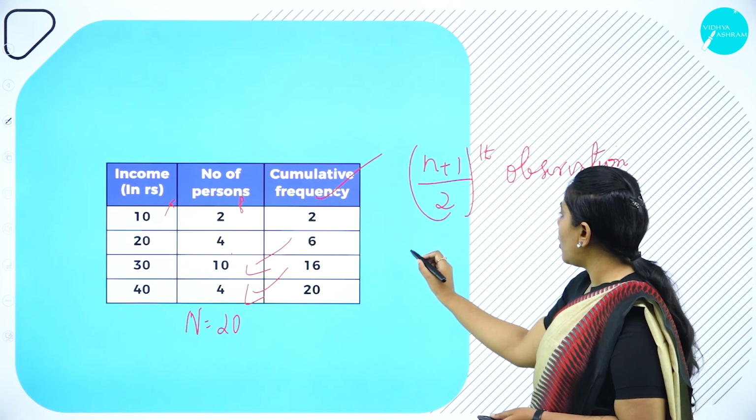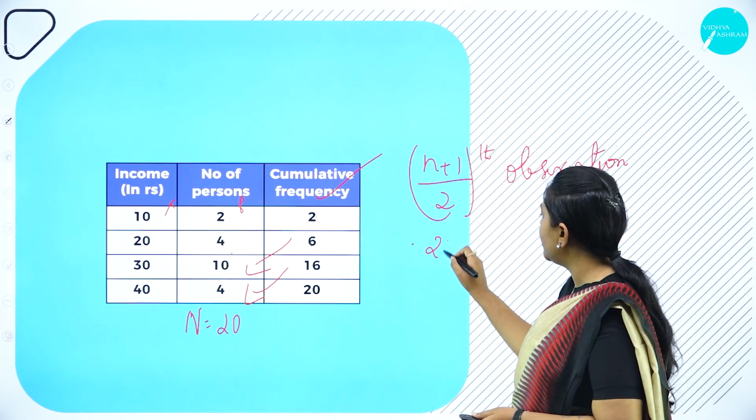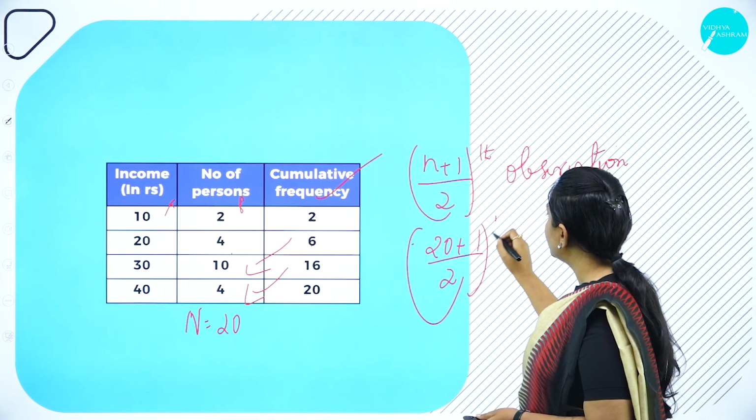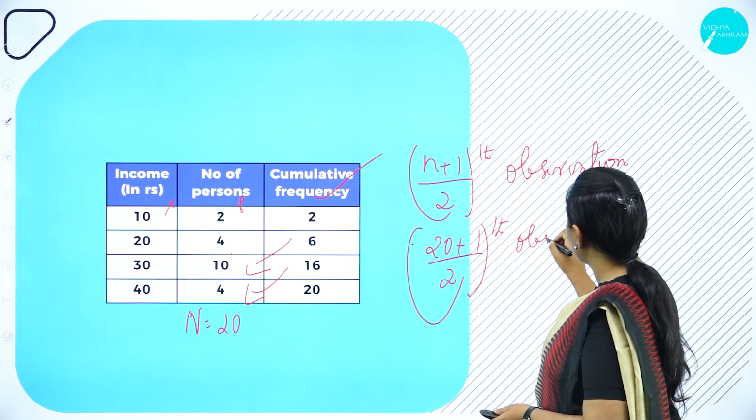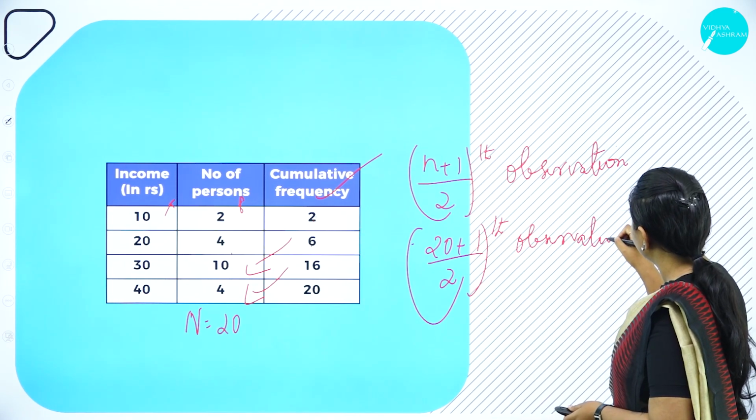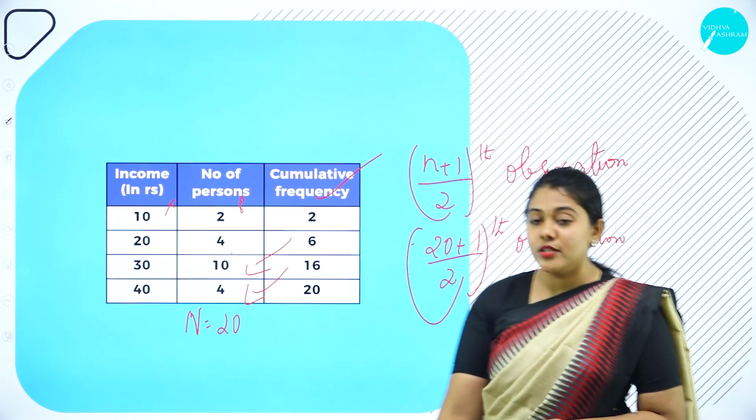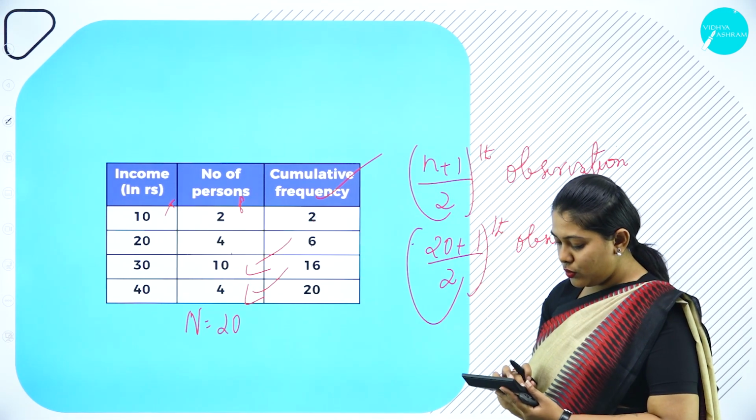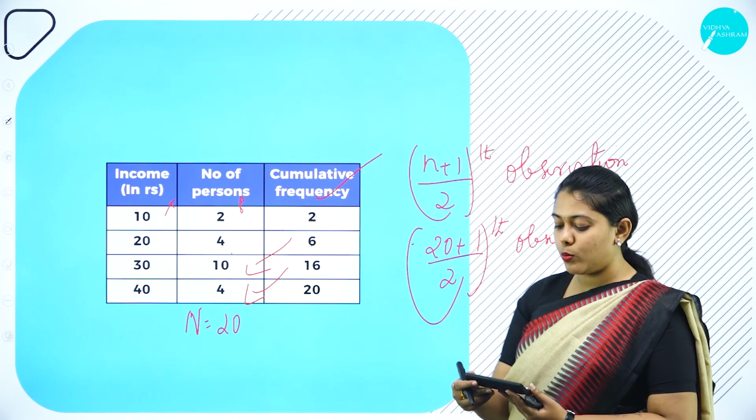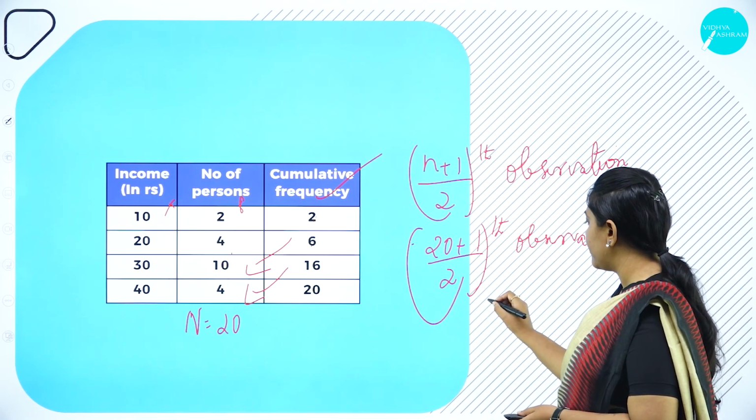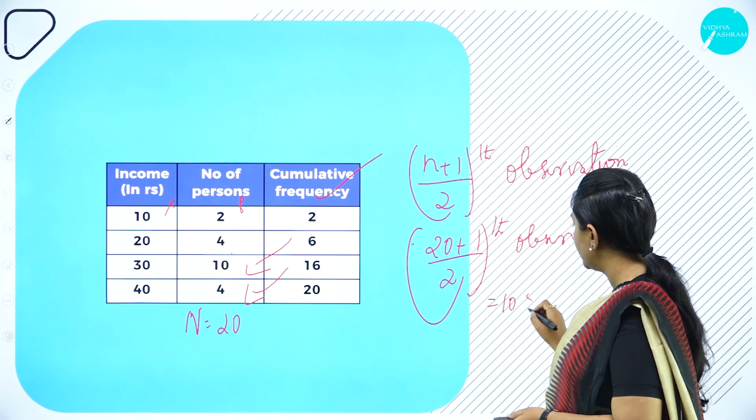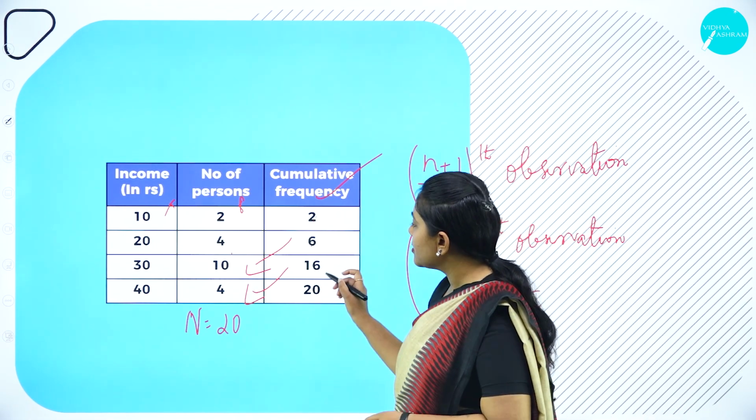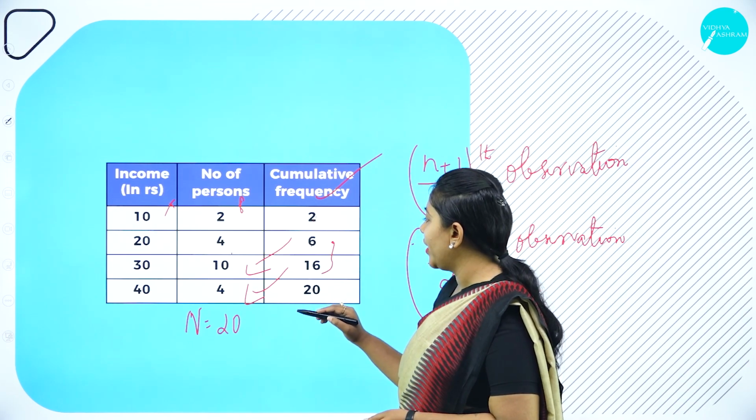So let's solve the problem. What is the number of observations given? 20 plus 1 divided by 2 observation. 20 plus 1, it is 21. 21 divided by 2, it is how much? 10.5. So where is 10.5? It is in between.